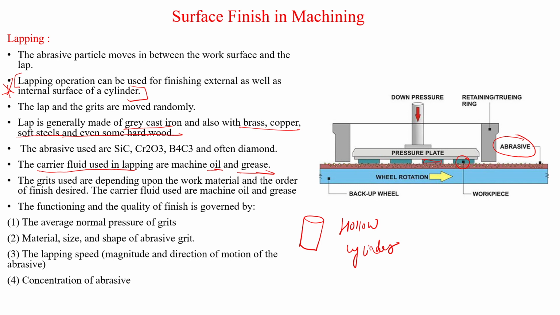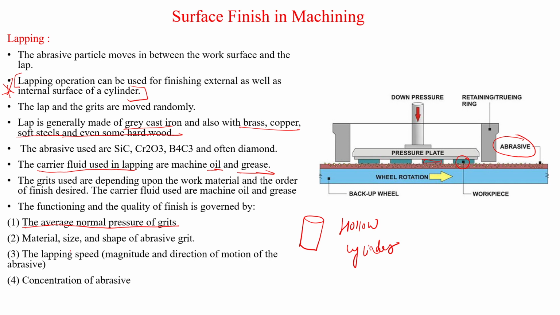So basically, the functioning and the quality of finish in lapping is mostly governed by four parameters. One is the average normal pressure. You need to maintain everything for a process to be done, so one of the important aspects is the pressure to apply force. This is the average normal pressure, and it has to be maintained.